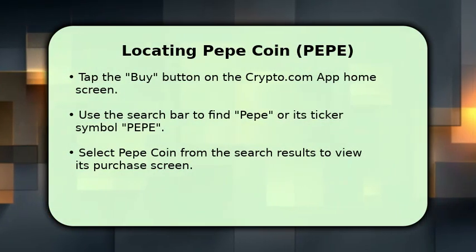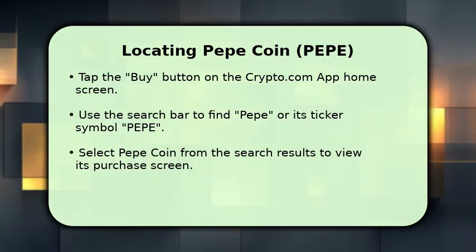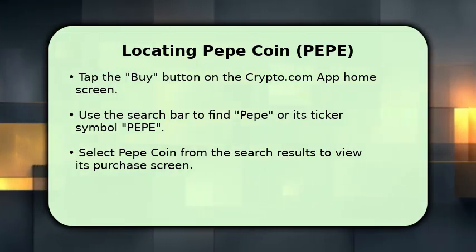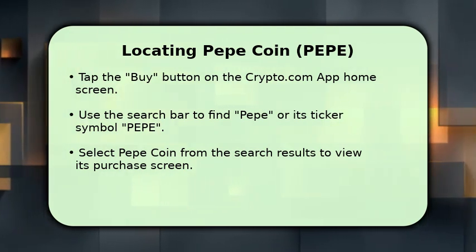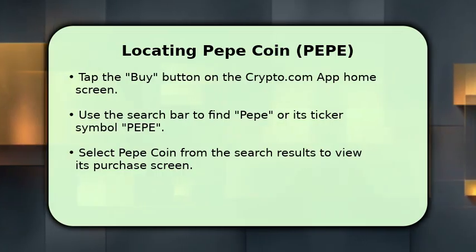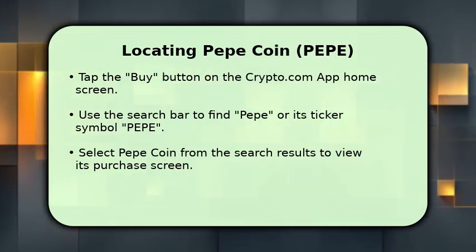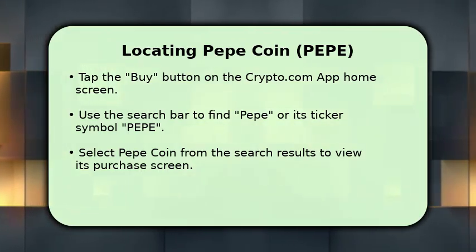Now that your account is funded, let's find Pepe Coin. From the Crypto.com app home screen, simply tap the Buy button. A search bar will appear. Type in Pepe or its ticker symbol, PEPE. Once it appears in the search results, tap on it. This will take you to the dedicated purchase screen for Pepe Coin, where you can see its current details.